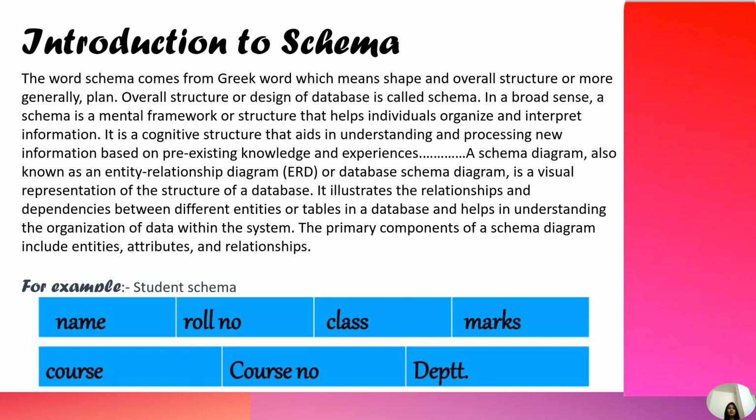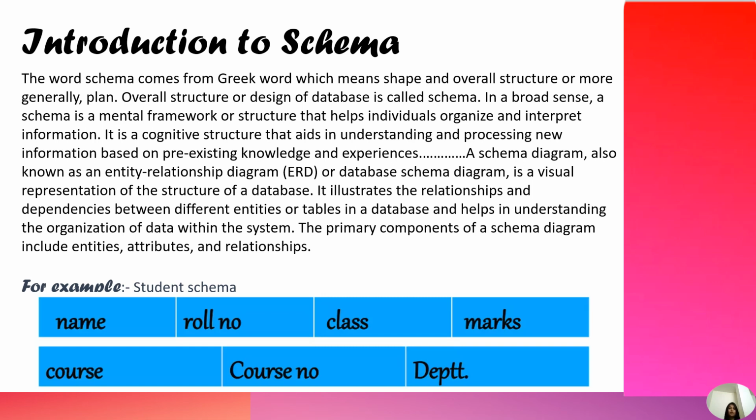Now let us see introduction to schema. The word schema comes from a Greek word which means shape, or more generally, plan. The overall structure or design of a database is called schema. In a broad sense, a schema is a mental framework or structure that helps individuals organize and interpret information. It is a cognitive structure that aids in understanding and processing new information based on pre-existing knowledge and experiences.